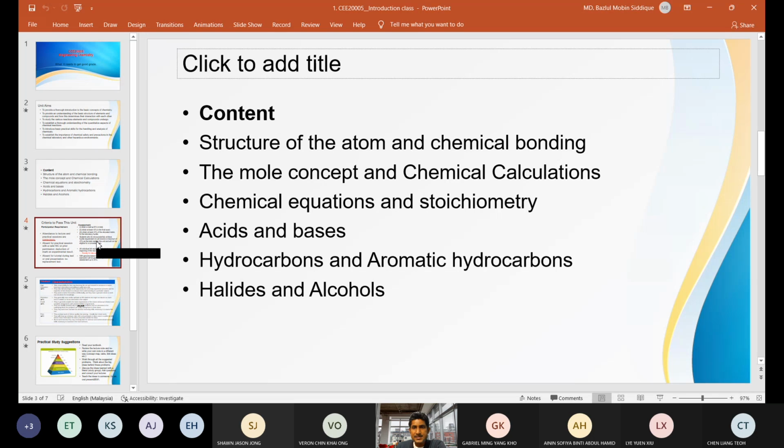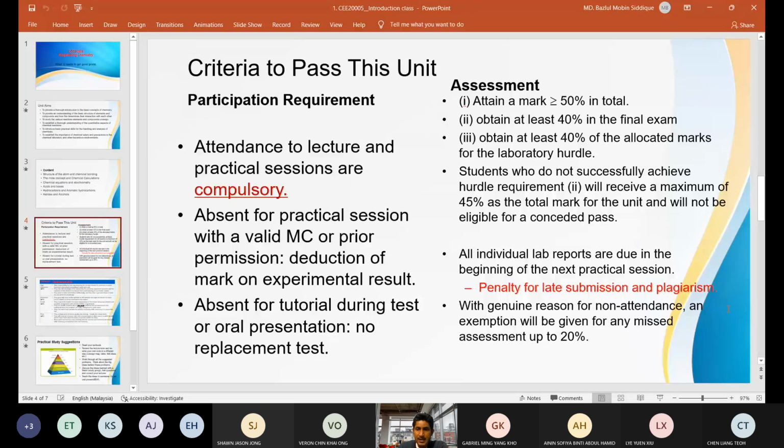For the assessment tasks I just mentioned, in the semester tests, assessments, quizzes and everything, you should get at least 50% or more. In final exam 1 or final exam 2, you should get 40% or more. Okay, so that is to pass this. And if you are submitting late, then the marks will be deducted.